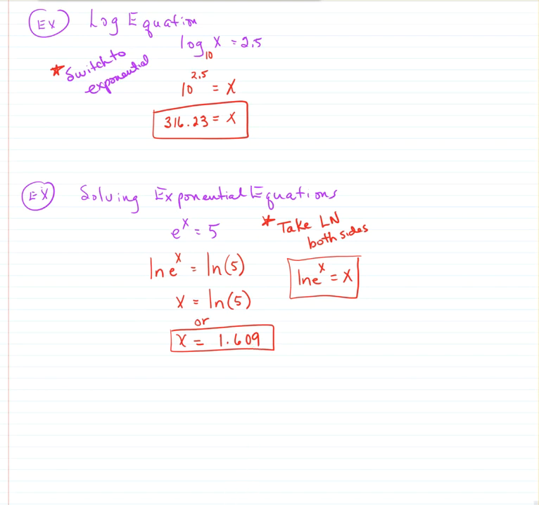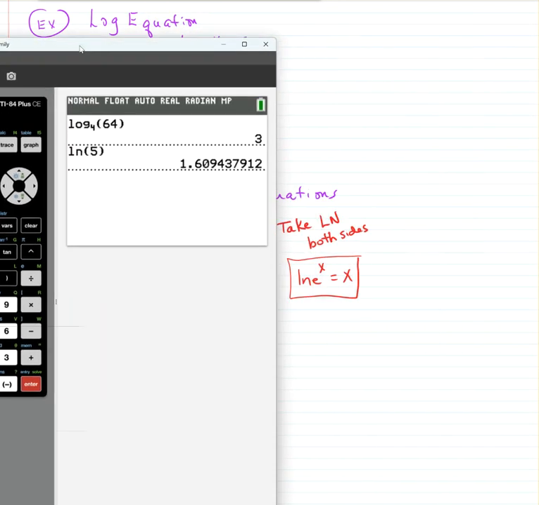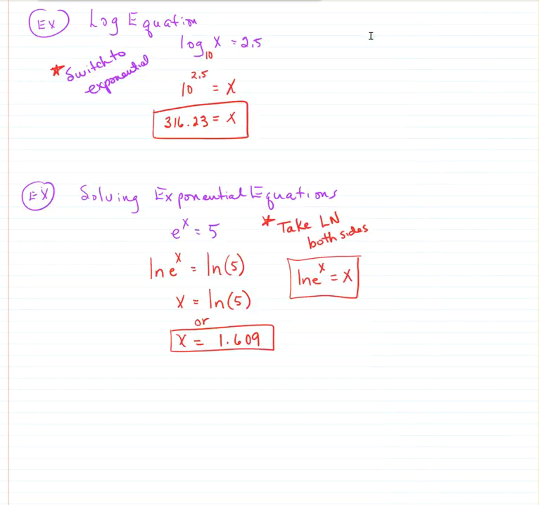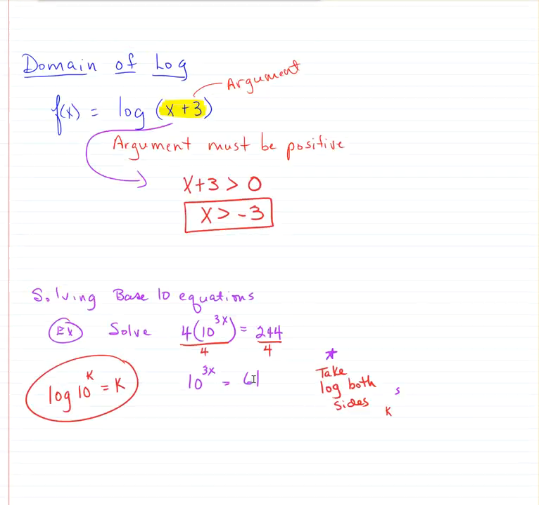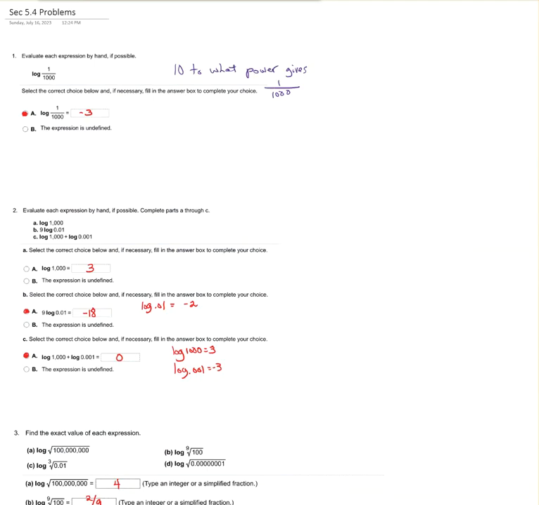Let's put this up and just hit ln 5 and enter, and we get that number, and I believe, yeah, 1.609 is what we had. So exact has ln in it, or you can do it on the calculator and get an approximate. So that's intro to logs, let's go see about the problems.